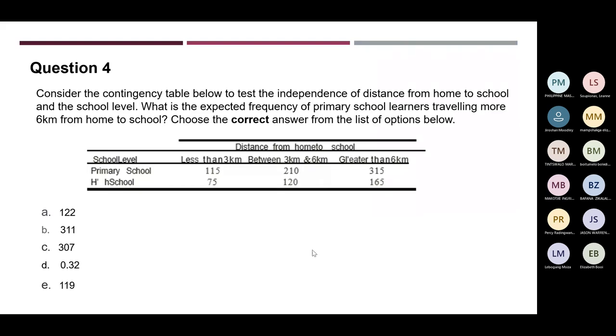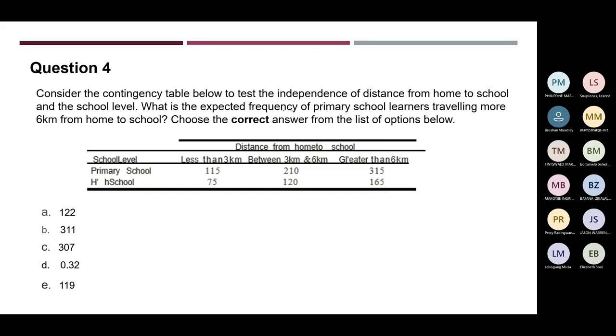If there is none, consider the contingency table below to test the independence of distance from home to school and the school level. What is the expected frequency of primary school learners traveling more than 6 kilometers from home to school? Choose the correct answer from the list below. Now, here is your chance to use either the formula or the template.